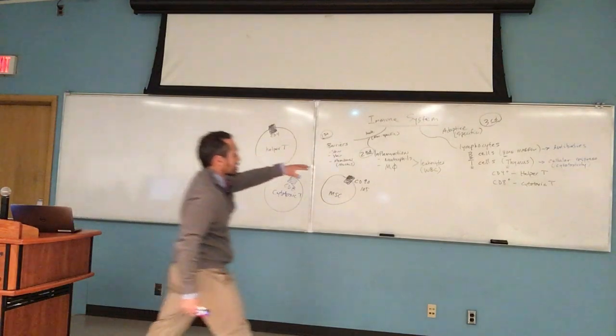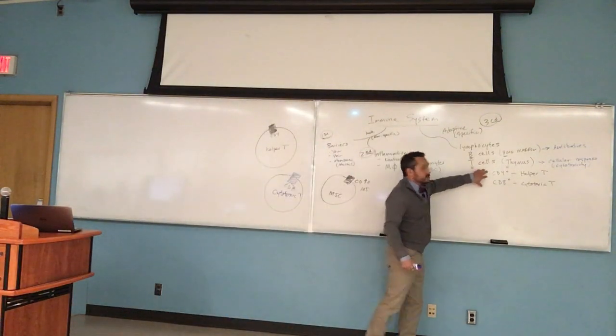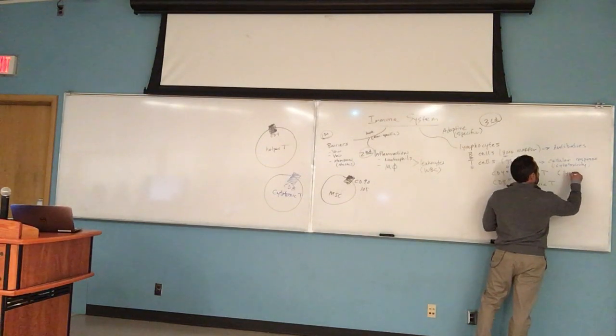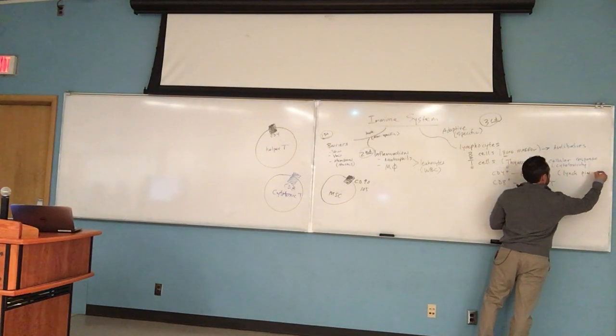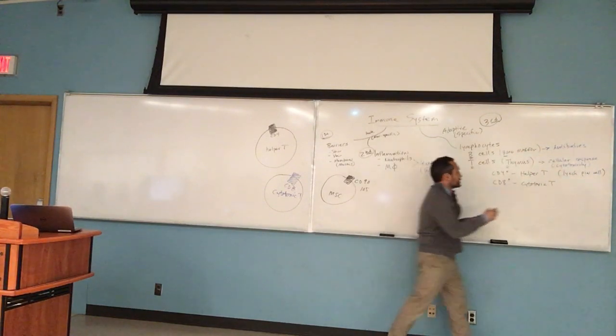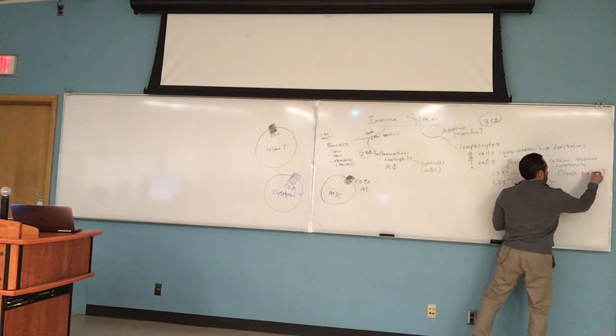So this is a helper T cell. The nomenclature is that this is referred to as the linchpin cell in the adaptive immune system, the linchpin cell. Does everybody know what that terminology means, linchpin cell?